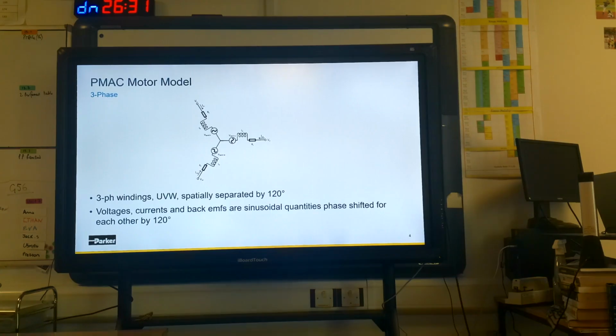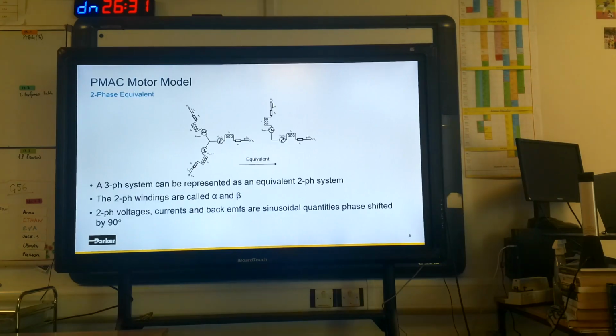When you look at that, you think, gosh, how am I going to model that? Is that a nice thing to model? Well, it's not particularly nice, to be honest with you. So the first thing we need to do is simplify what we're doing. And it turns out it's much nicer and easier to work with an equivalent two-phase machine than it is a three-phase machine. So that's what we're showing here.